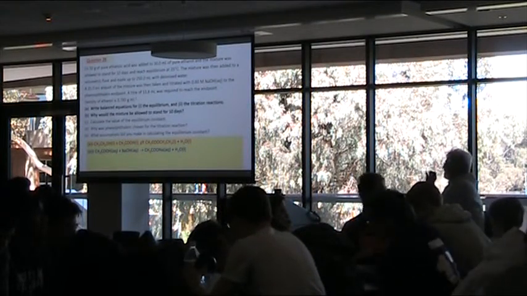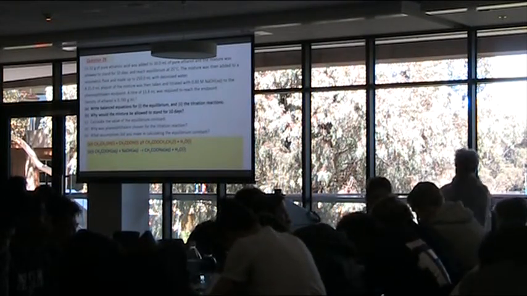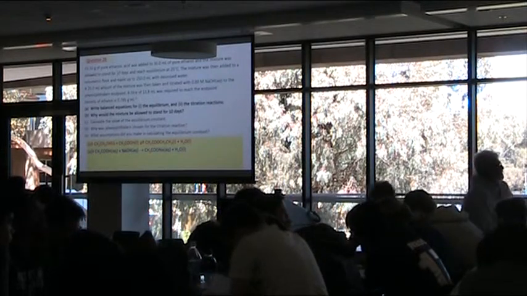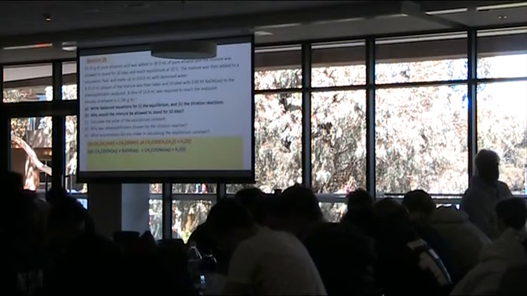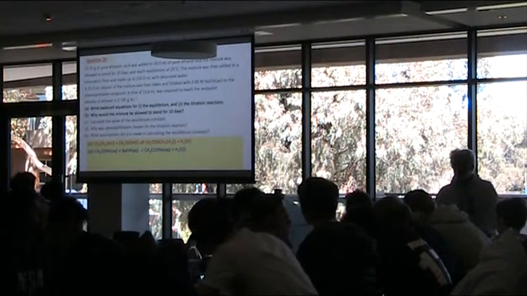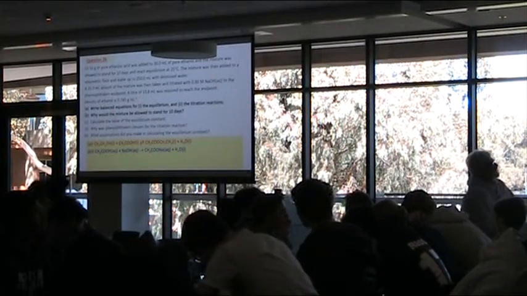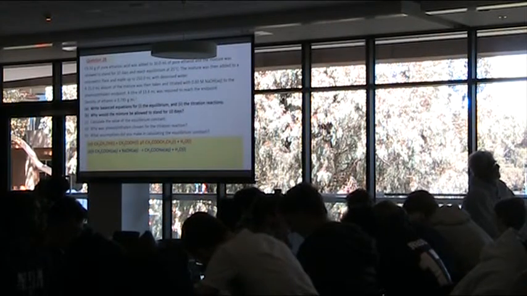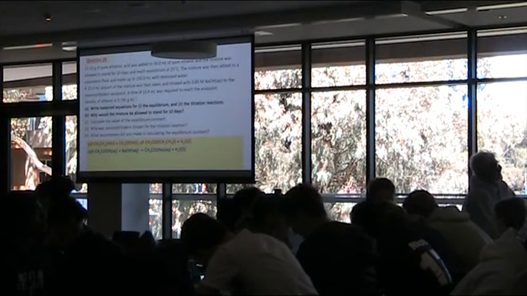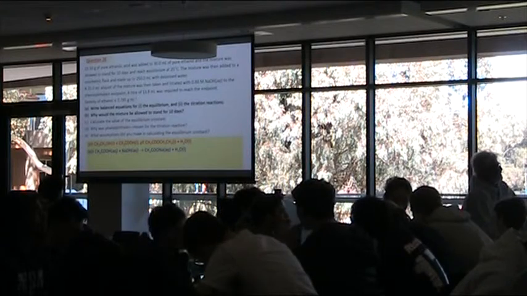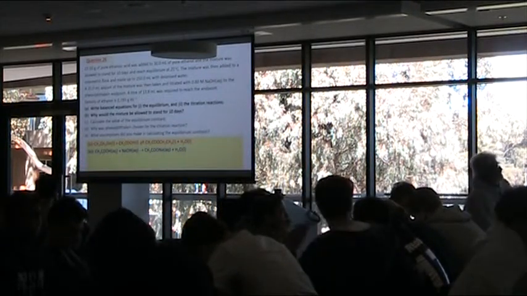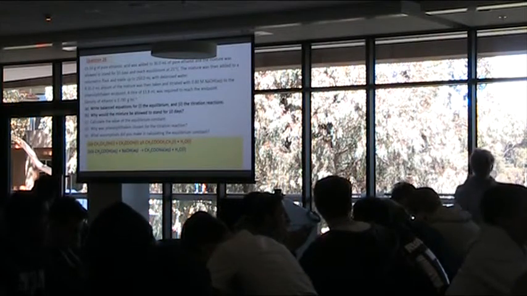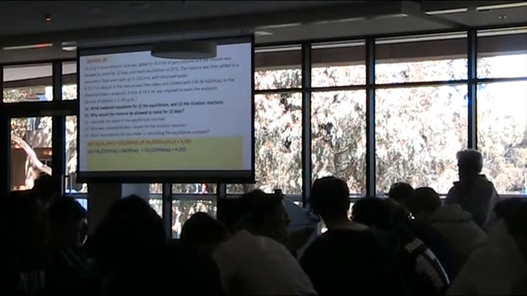Now, calculate the value of the equilibrium constant. To get the value of the equilibrium constant, you need to know the amount of each of these at equilibrium. I know the initial amount of ethanoic acid and the initial amount of ethanol. The titration tells me the equilibrium amount of ethanoic acid. That's what the titration tells me.